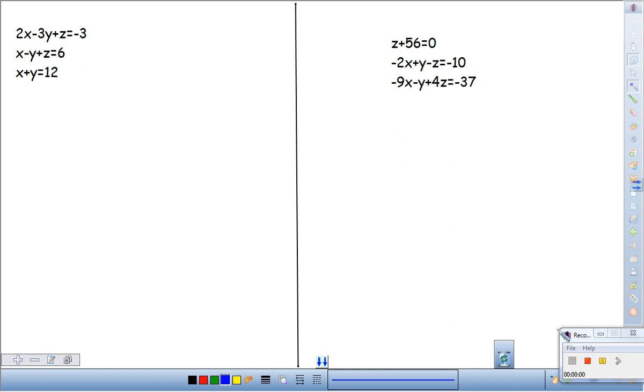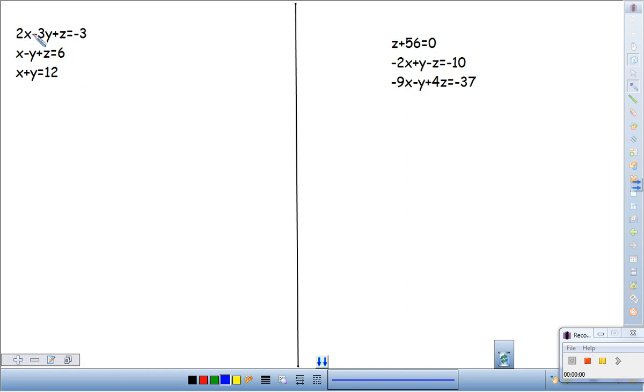Let's take a look at systems of equations of three equations with three unknowns. Well, in the first example here, I have three equations with three variables, x, y, and z. And the problem is asking me to find the values that satisfy this system of equations, the solution that satisfies each of these equations. Well, let's examine them first.